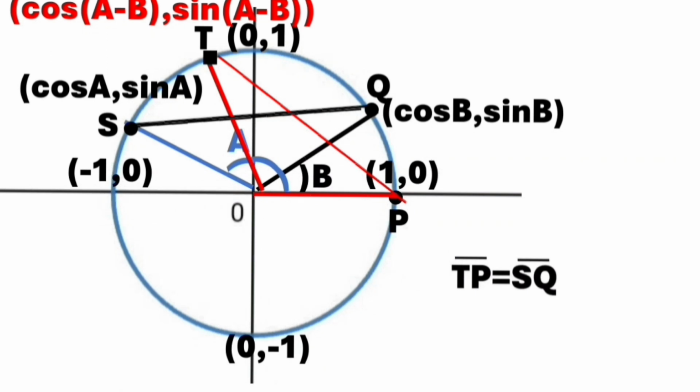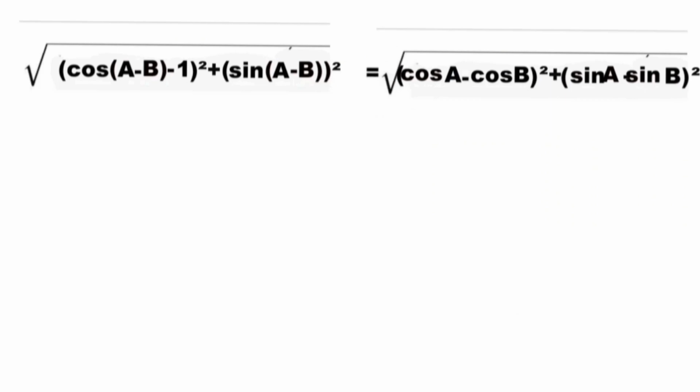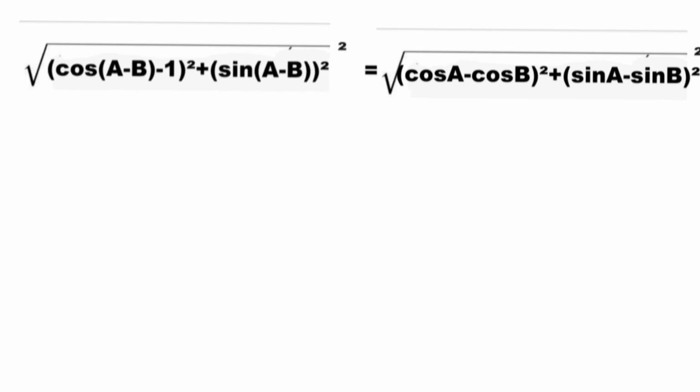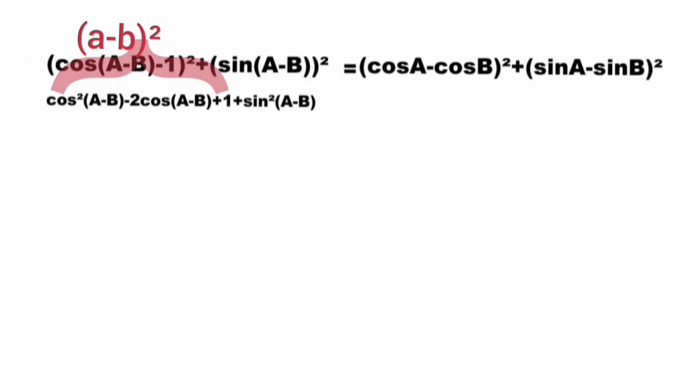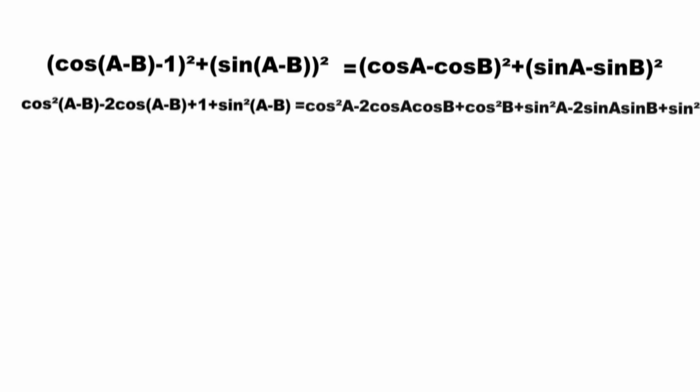The length of chord TP by Pythagorean theorem can be obtained as the square root of cosine A minus B minus 1 squared plus sine A minus B squared, and this is equal to chord SQ, which can be obtained as the square root of cosine A minus cosine B squared plus sine A minus sine B squared. We can remove the radical sign by squaring both sides of the equation. Cosine A minus B minus 1 can be expanded as binomial square, and you can square sine A minus B. Cosine A minus cosine B and sine A minus sine B can be expanded also using binomial square.